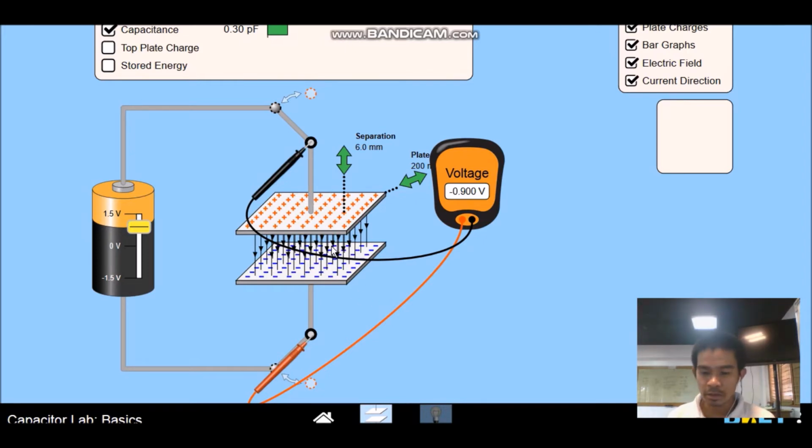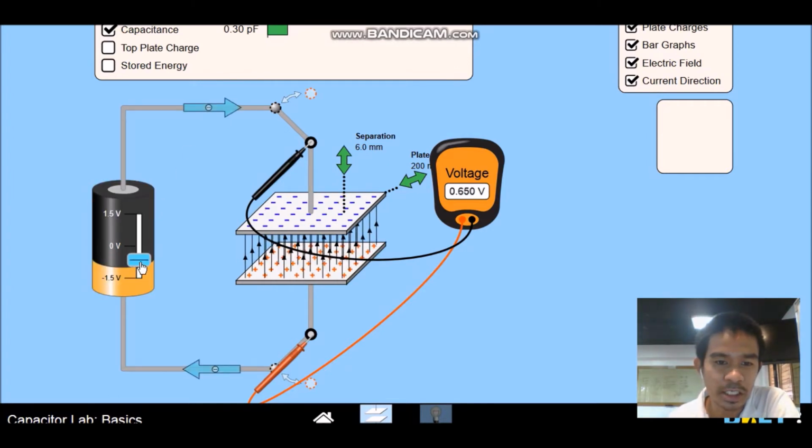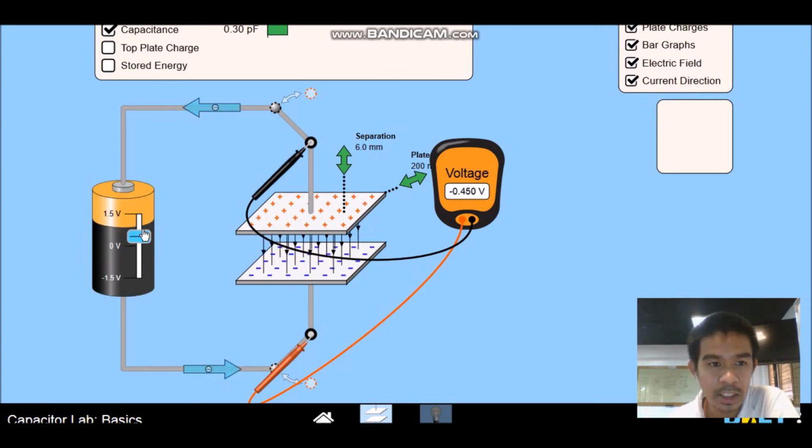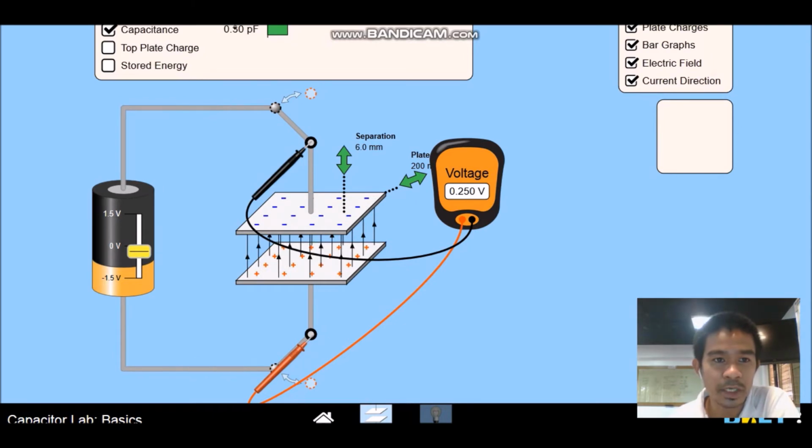And that ratio of charge and voltage difference between two plates is what we call capacitance. Look at the capacitance. It's 0.3 picofarad. Farad is the standard unit of capacitance. So no matter how I increase or decrease the voltage difference between two charged plates, there's no change of capacitance, still 0.3 picofarad.